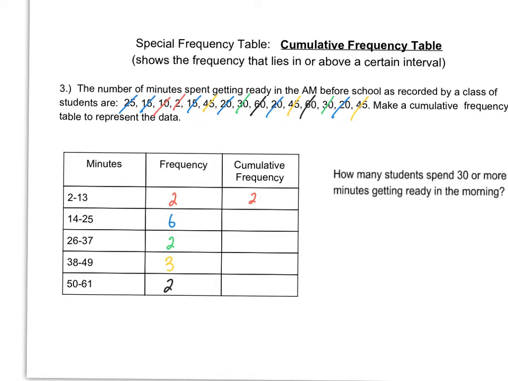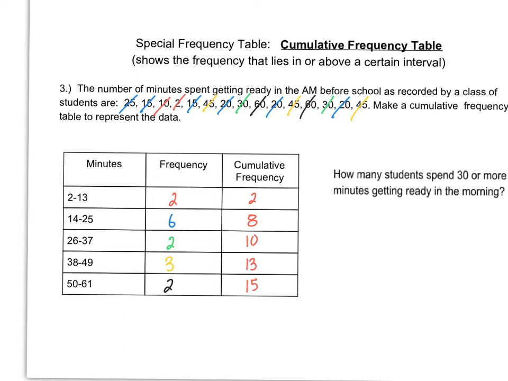Now, if we come down here, 14 to 25 minutes, we had 6, but the cumulative frequency at that point, well, I had 2 in the first category, now I have 6, so my cumulative frequency is 8. Now coming down again, 26 to 37, 2 more in that category, so my cumulative frequency is now 10. 38 to 49, there were 3, so my cumulative frequency is now 13. And finally, 50 to 61 adds 2, so we have 15.